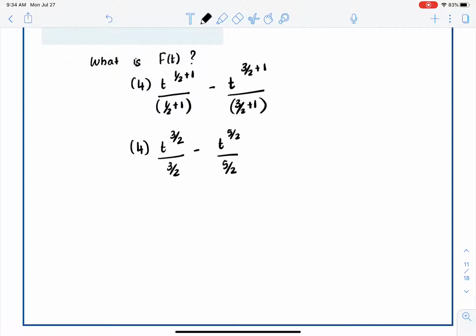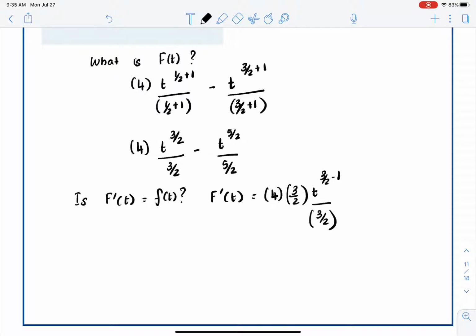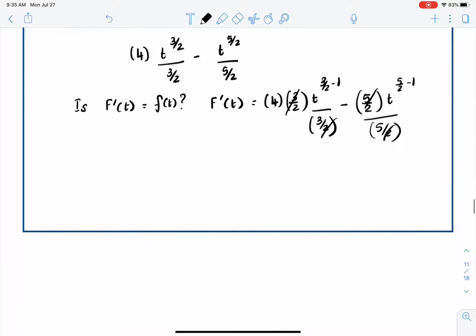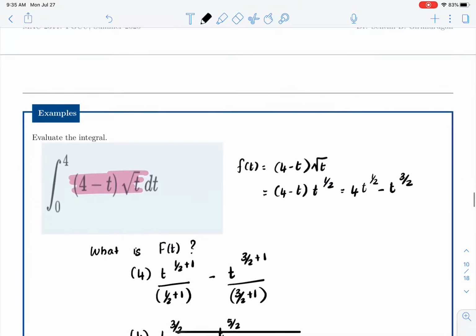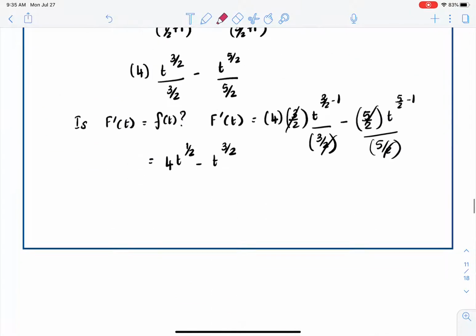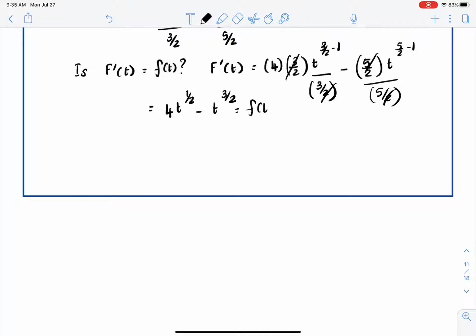The next question to ask is: is the derivative of this function equal to f of t? So the derivative of the function is 4, 3 over 2, t raised 3 over 2 minus 1, divided by 3 over 2, minus 5 over 2, t raised 5 over 2 minus 1, divided by 5 over 2. Those two would go away, and we have 4 t raised 3 over 2 minus 1 is 1 over 2, minus t raised 5 over 2 minus 1 is 3 over 2. Is that f of t? Yes, it is. So it matches up. So we have the correct antiderivative.